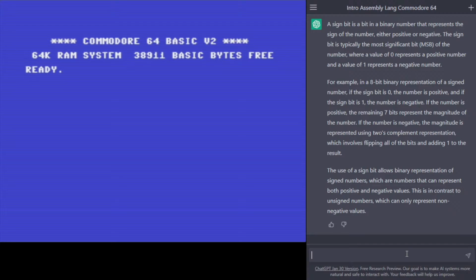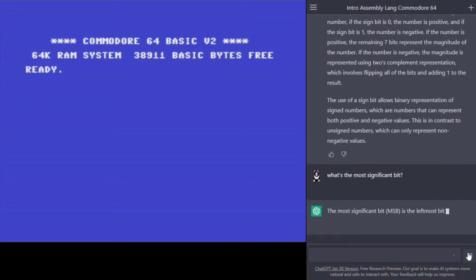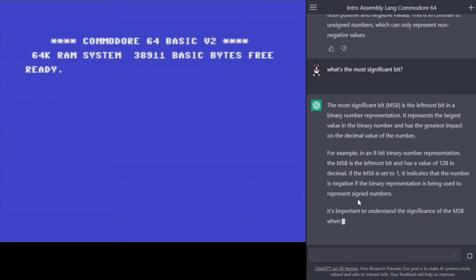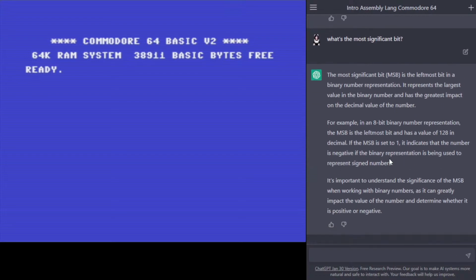So let's ask her what's the most significant bit. It will either be the first or the last bit. Alright, so leftmost, just like I was saying, but let's pop this into text-to-speech just to hear it out.